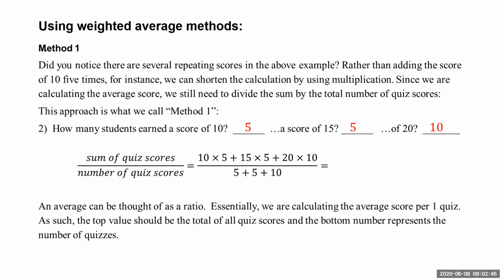So the number of students that earn a score of 10 multiplied by 10, plus 15 multiplied by the number of students, and 20 multiplied by the number of students. And then you divide by the total number of students, and that will give you the average as well. Is that okay? This is pretty condensed and it looks much easier than adding 20 elements. So the number of times each of these numbers show up, multiply by that number, and you divide by the total number of elements. That makes it easier.